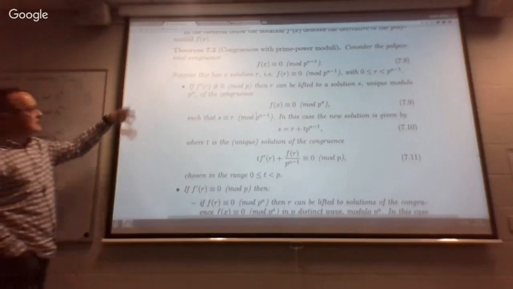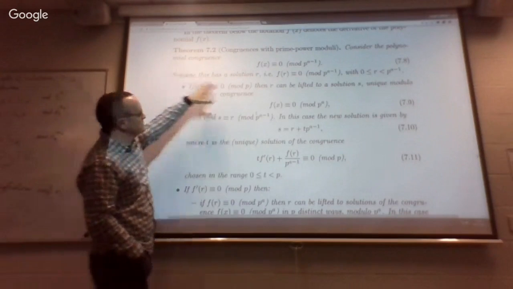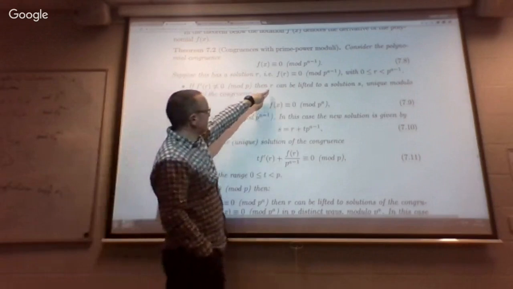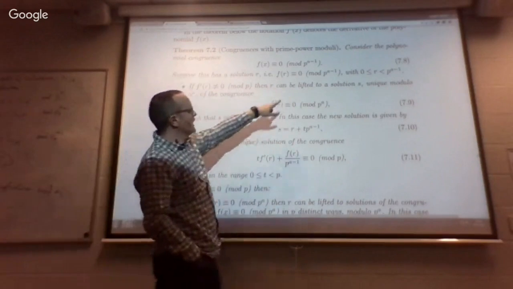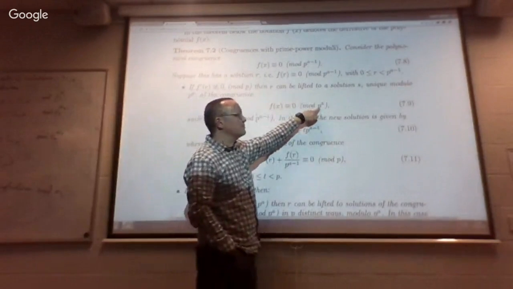Then ignore some of the detail here, but just look at the kind of result it gives you. In this case here, we'll look at the details of the case in a moment. The conclusion is, it says then r can be lifted to a solution of this one, which is the same polynomial but modulo p to the a.